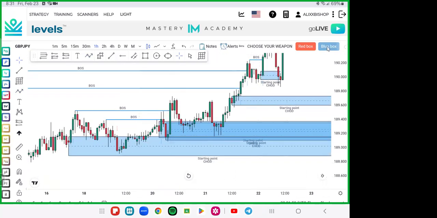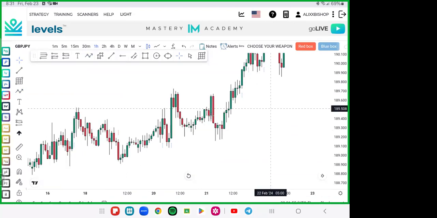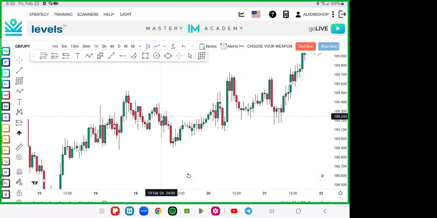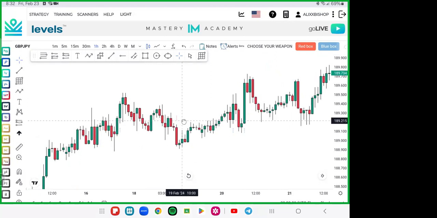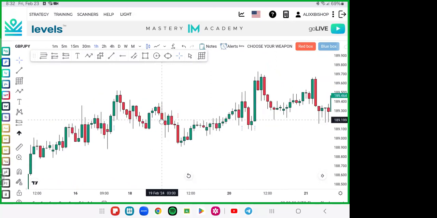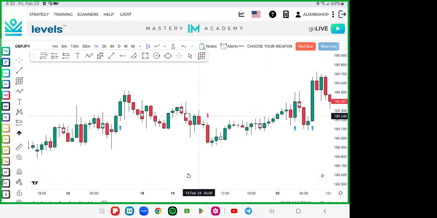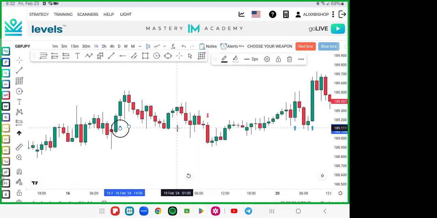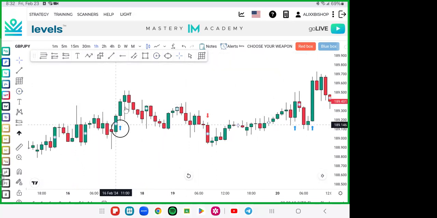All right, let's go ahead and break down the market structure real quick. And we can start right here. Notice how we have a blue box right here, I'm sorry, a blue arrow. So if we press the blue box, there should be a zone highlighting this red candle right here. This red candle should have a blue box around it.